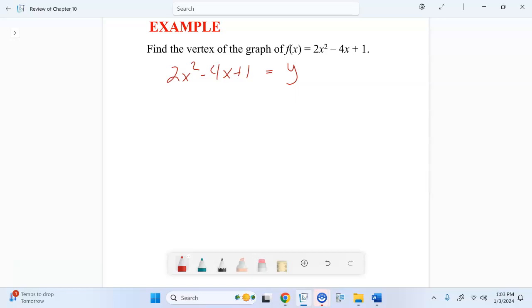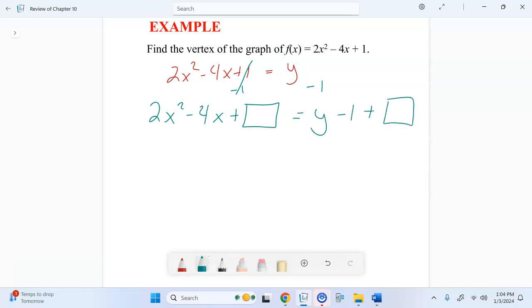Alright, what's the first thing I need to move? Subtract 1. Good. So I'll move 1. And let's go ahead and put in our boxes. Alright, now this is where we're going to add in a step here. How do I remove the 2? Oh, you got to divide. Similar idea. Factor it out. What are we going to do on the other side? There we go. We're going to factor the 2 out of this.